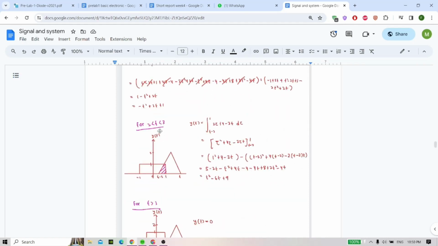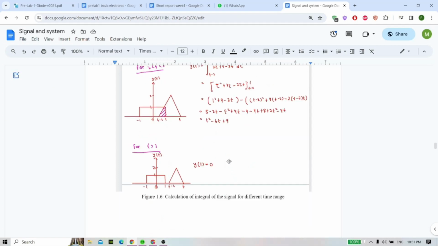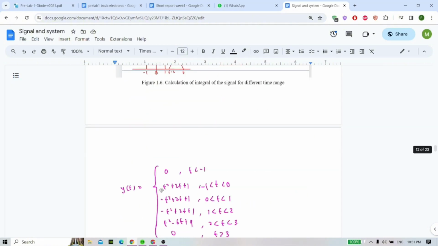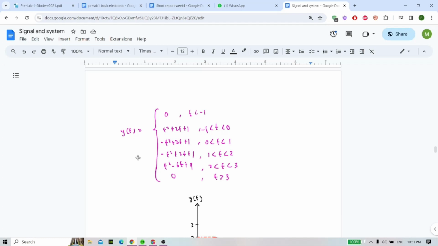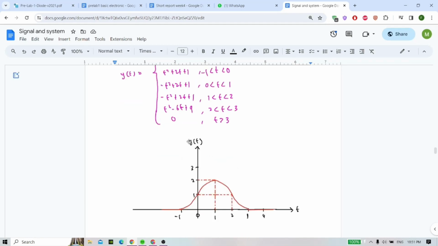For t between 2 and 3, we can see that there's only one intersection, which is t minus 2 until 1, and it's only on the left side of the triangle, so we can integrate like usual, and we get y(t) equals t squared minus 6t plus 9. And for the last range, which is t greater than 3, we can see there's no intersection, thus y(t) equals 0. Then we can summarize our calculation into this form to draw the graph, and the result is this graph.